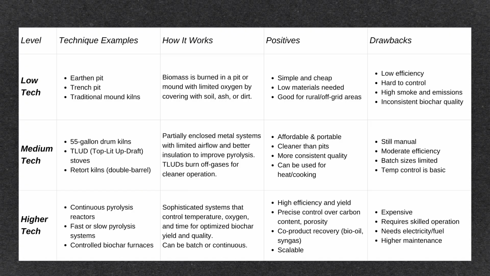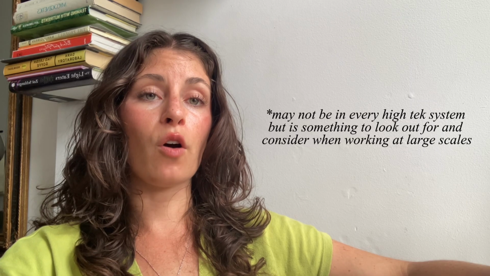These systems also have co-product recoveries. Like I was mentioning with the bio oils and the gas called syngas that comes out of biochar production, you're able to actually recover that. And it is scalable, so it can be scaled up well. The drawbacks, depending on your situation, are that it is expensive, it requires skilled operation, it needs electricity and fuel, and it is higher maintenance.